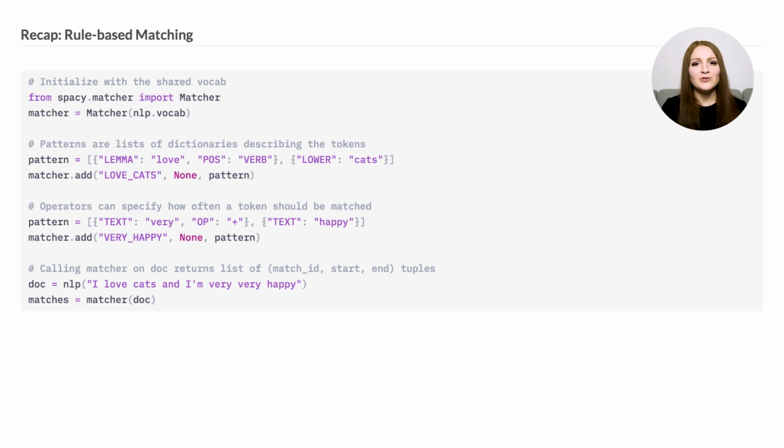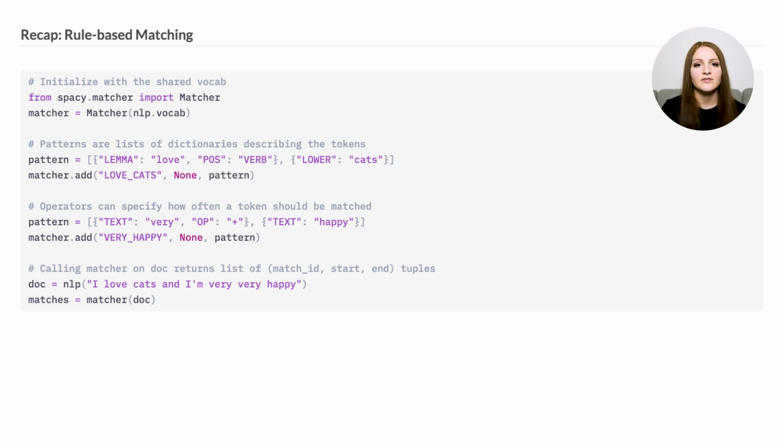In the last chapter, you learned how to use spaCy's rule-based matcher to find complex patterns in your texts. Here's a quick recap. The matcher is initialized with a shared vocabulary, usually nlp.vocab. Patterns are lists of dictionaries, and each dictionary describes one token and its attributes. Patterns can be added to the matcher using the matcher.add method. Operators let you specify how often to match a token. For example, "+" will match one or more times. Calling the matcher on a doc will return a list of the matches.